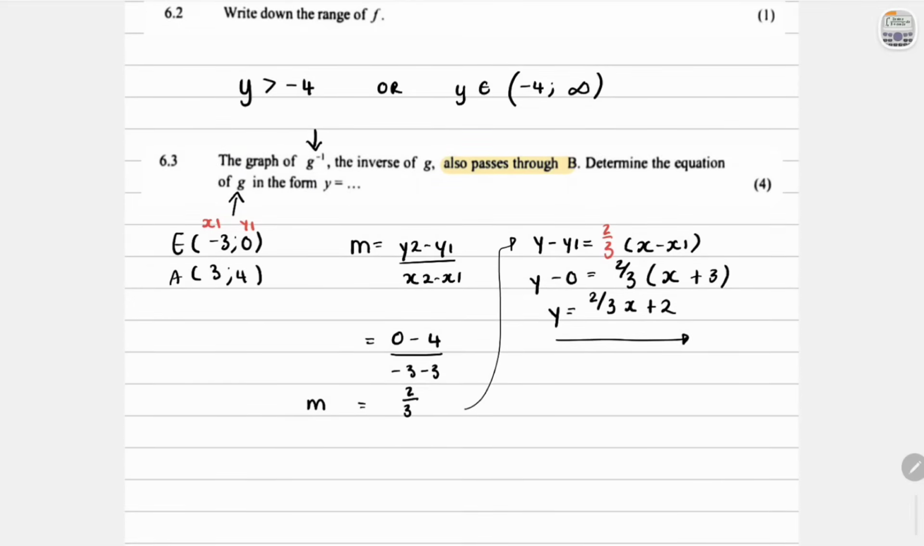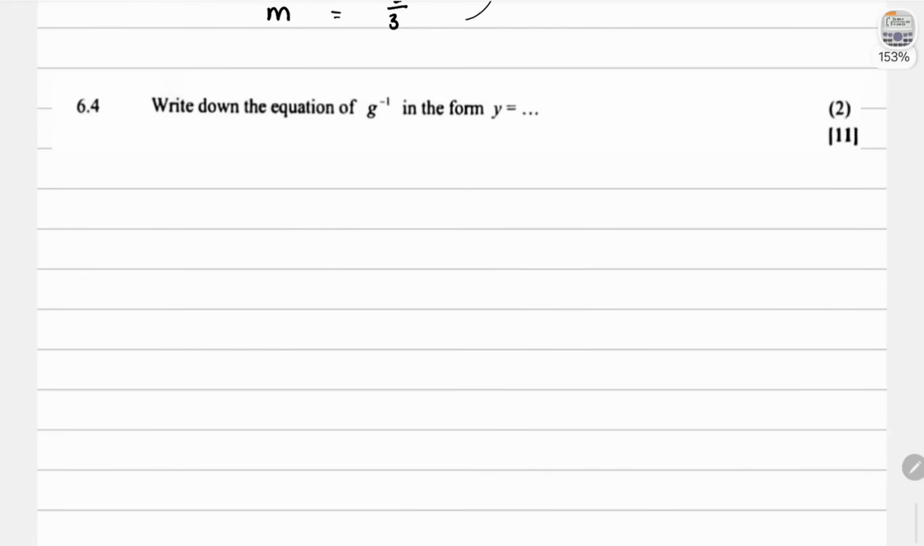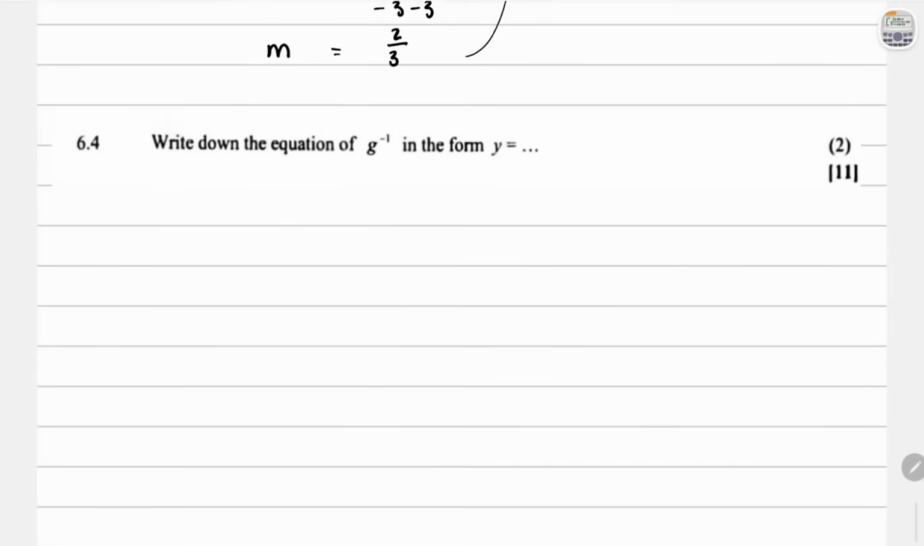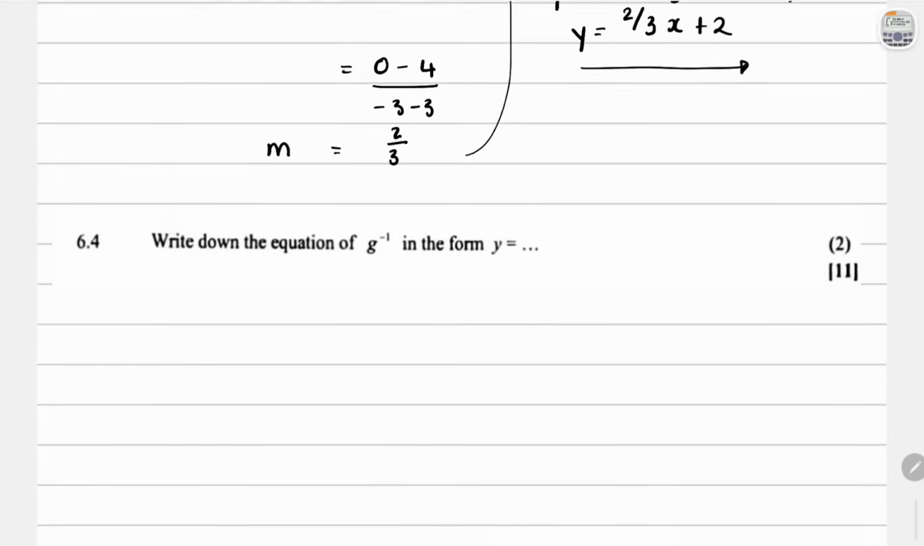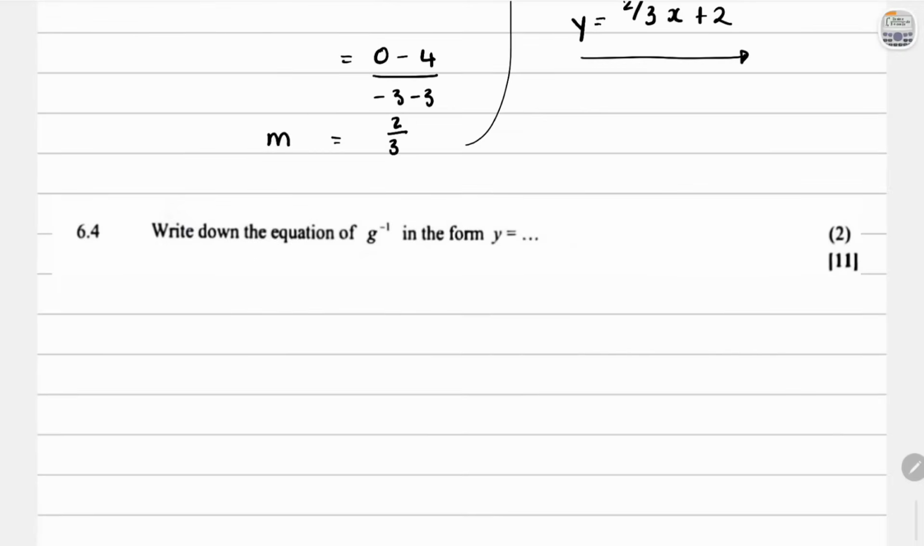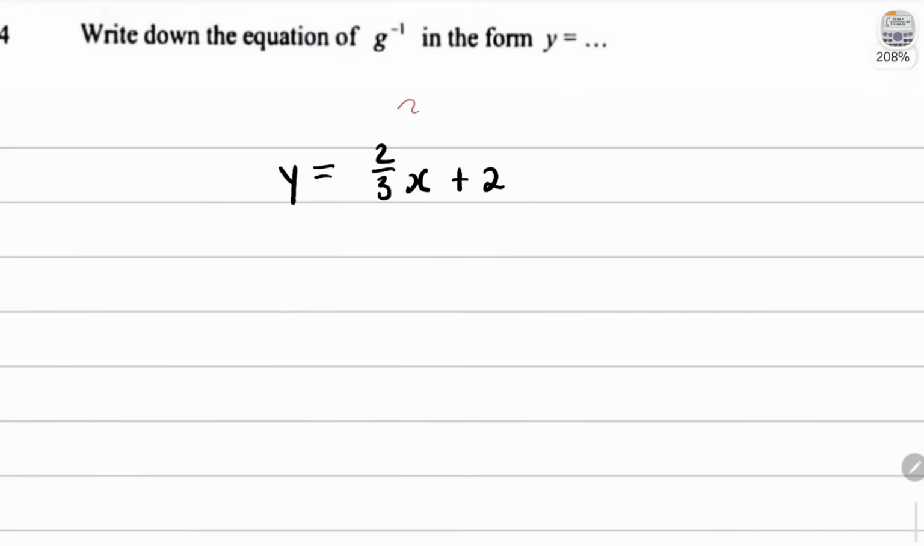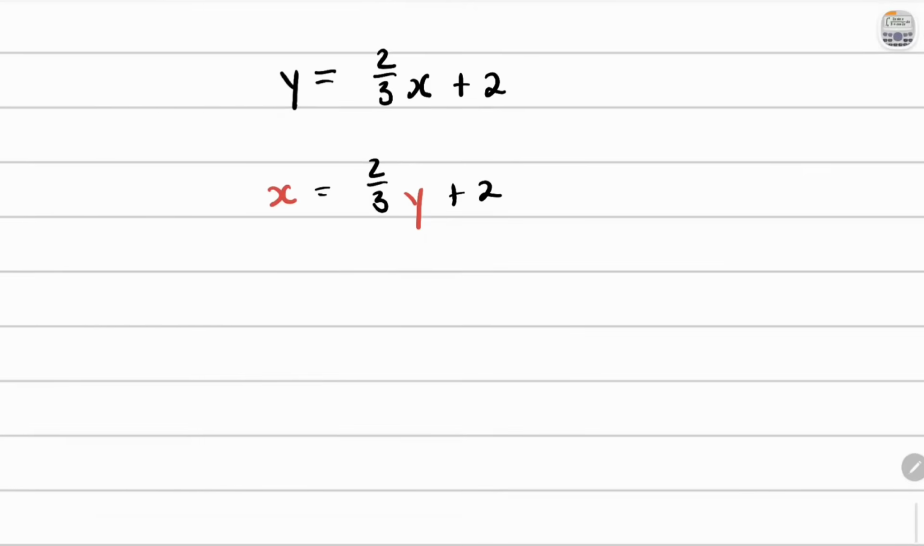Moving on to the next question. The next question and the last question for this section says, write down the equation of g negative 1 in the form of y equals. So write down the equation of the inverse of g in the form of y equals. This is the equation of g. How do you find the inverse? Simply swap x and y and then make y the subject. So we'll say y is equal to 2 over 3x plus 2, but now we'll swap the x and y values. So this now becomes x is equal to 2 over 3y plus 2. And now you just have to make y the subject.